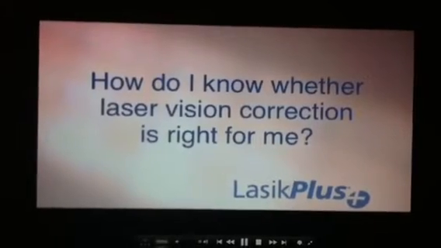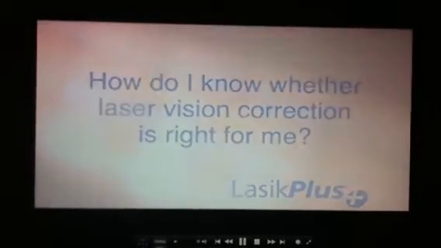How do I know whether laser vision correction is right for me? Before the procedure, you need a thorough evaluation of your eyes to determine if you're a candidate.